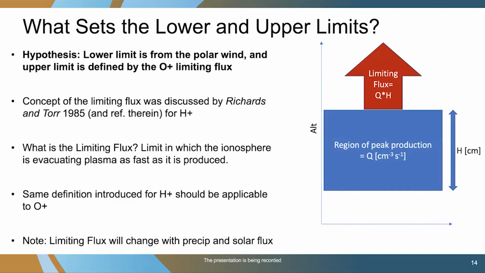For H+, basically you take the production rate times the region of production, and that tells you the limit at which the ionosphere is evacuating the plasma as fast as it's produced. So this is a well-developed concept for H+. You can imagine a similar definition for O+, where you take the production rate as a function of altitude and then integrate above some altitude, and that can give you an estimate of how much O+ can be provided from the ionosphere, if you assume that things escape as fast as you produce them.